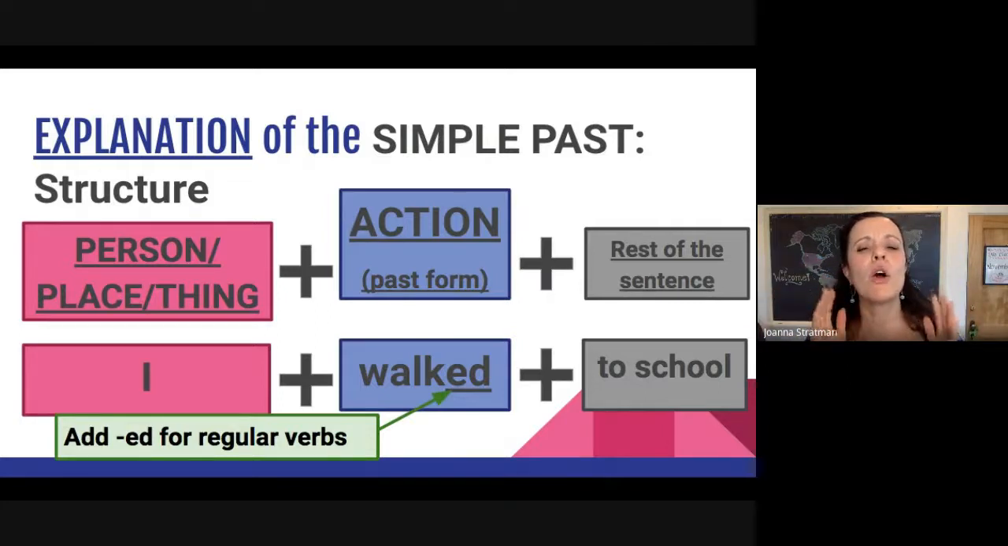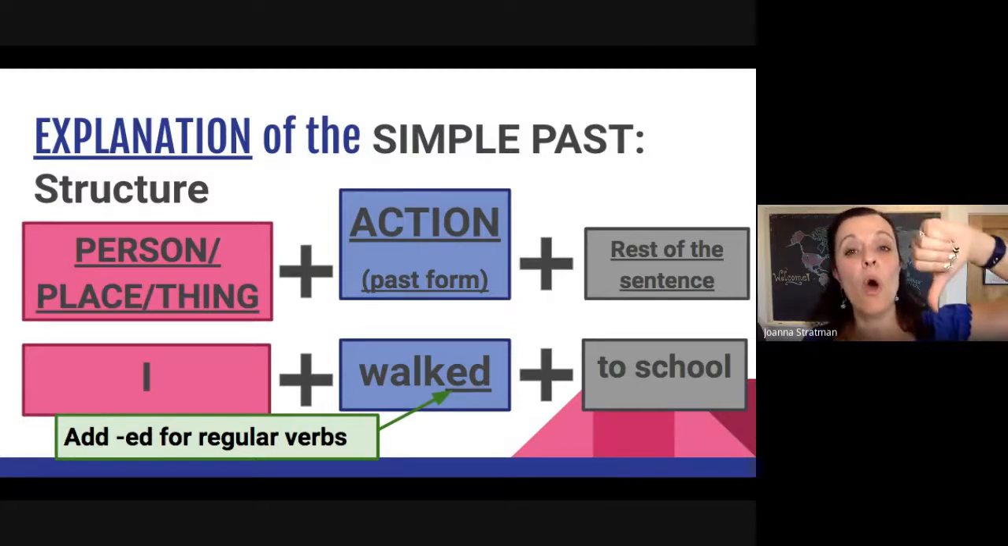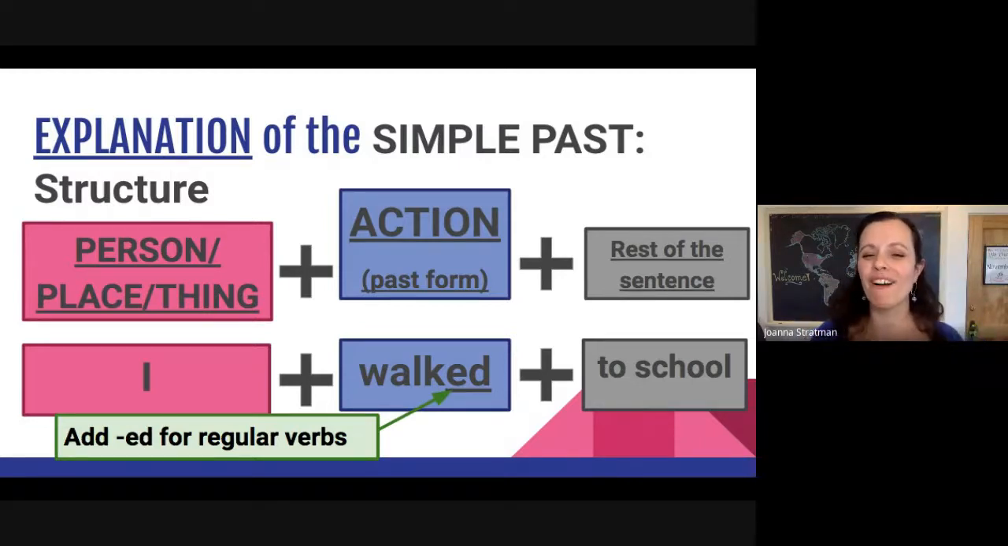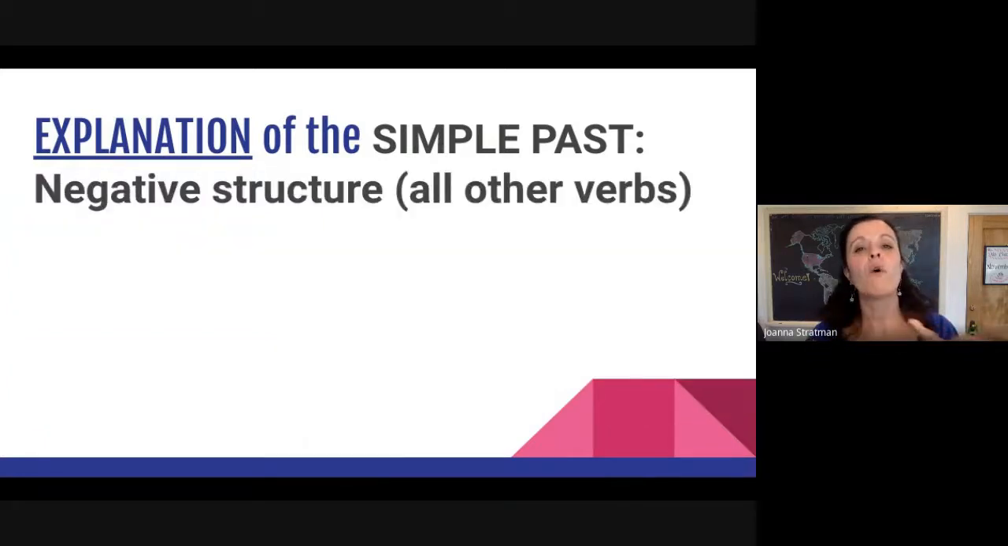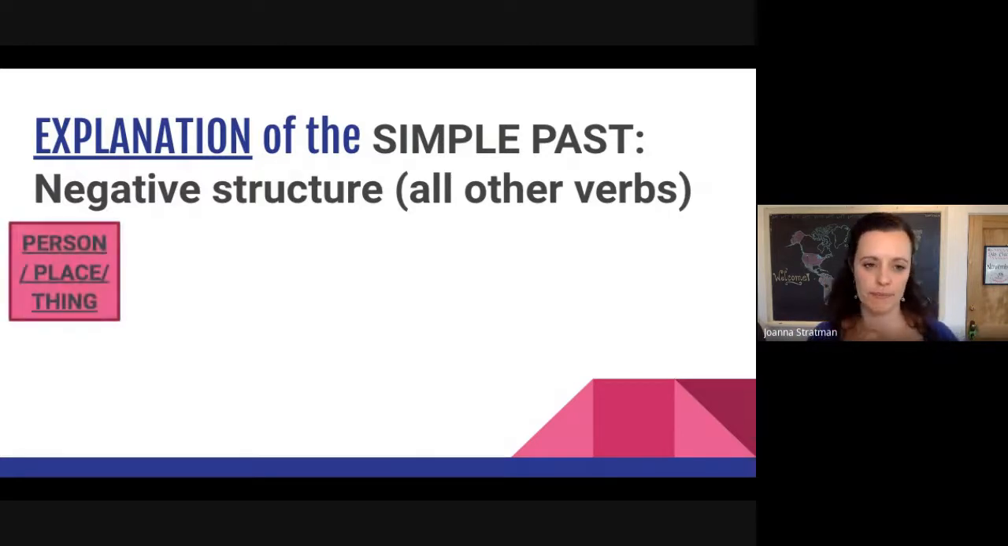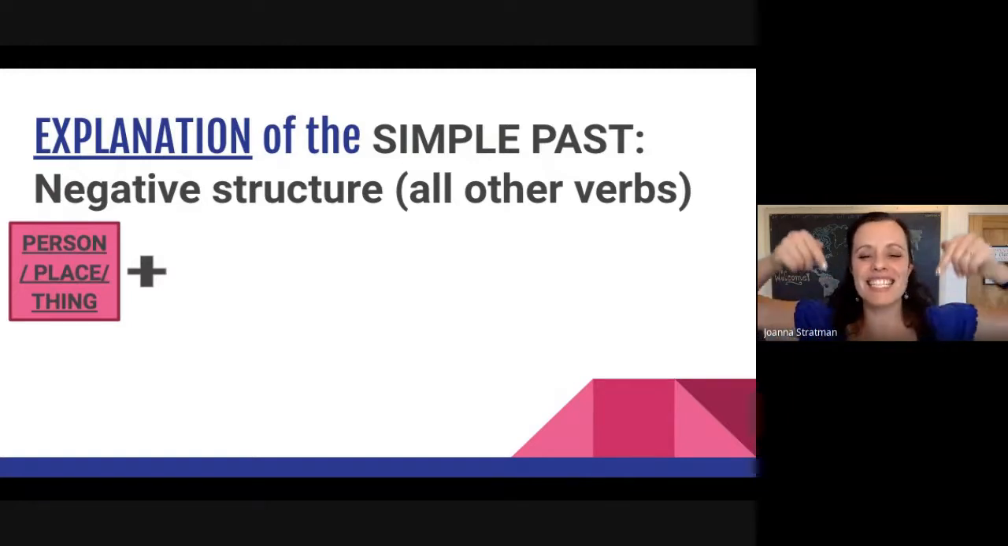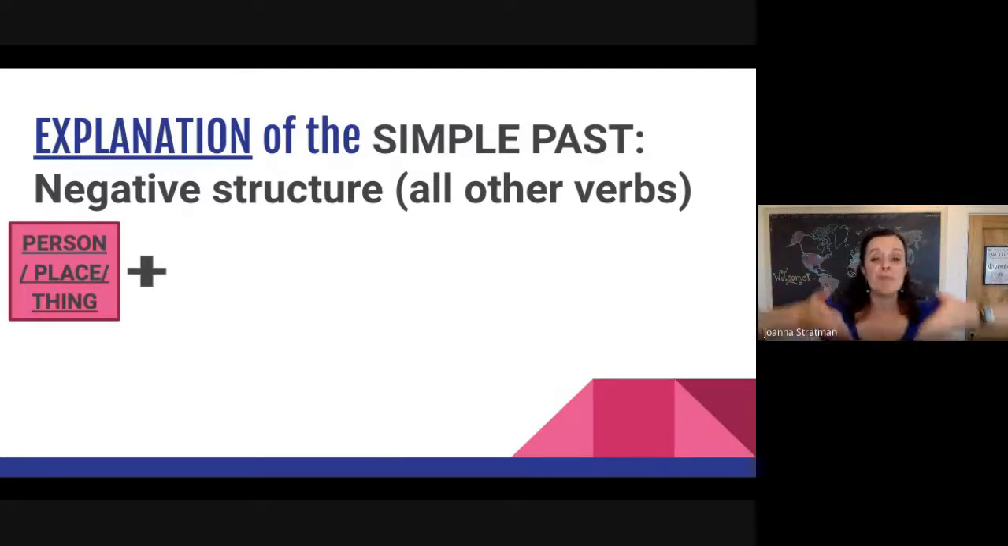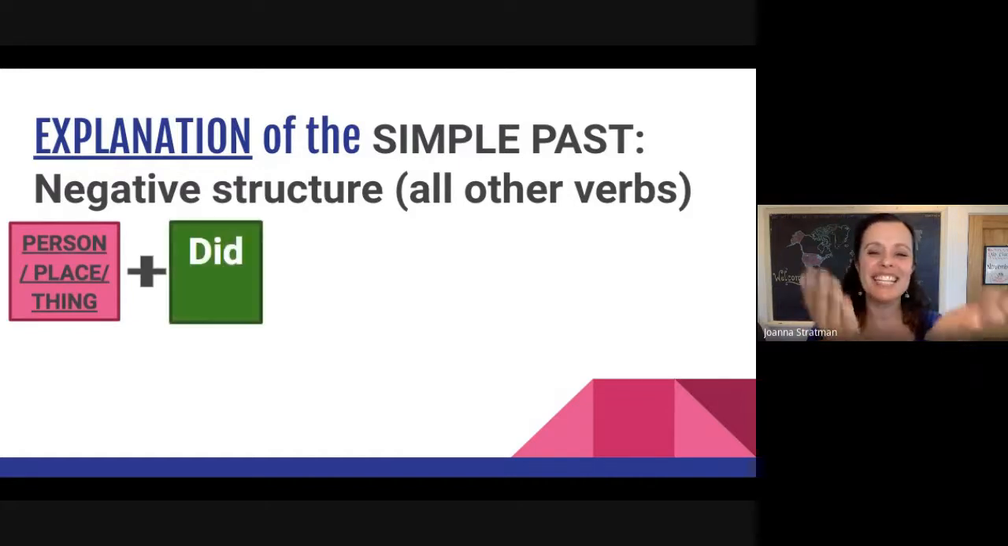Now we are going to practice saying no, but this is more complicated. For most verbs in English, this is the structure. We start again with a person, place, or thing. But now we need a helping verb. Remember, in the present tense, our helping verb is do. So in the past tense, we use the past form of do, and the past form of do is did.